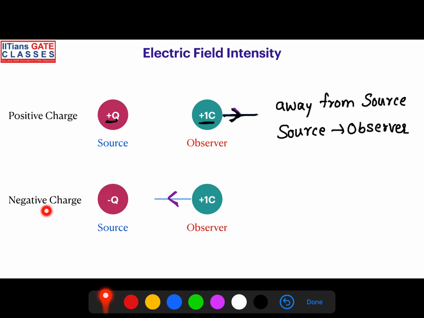So whenever the charge is negative, the observer is trying to move towards the source. In other words, the electric field intensity is from observer to source. So when the charge is negative, the direction of electric field intensity will be towards the source. Or in other words, you can see here it is from observer to source.